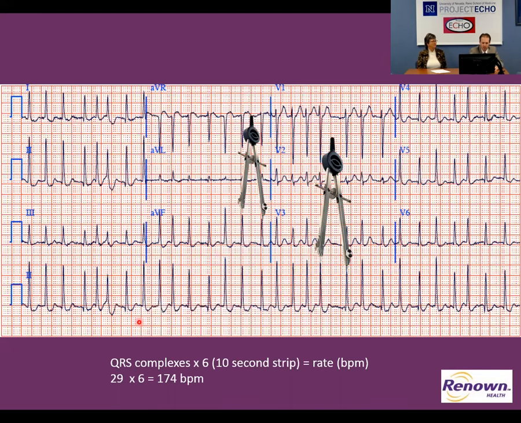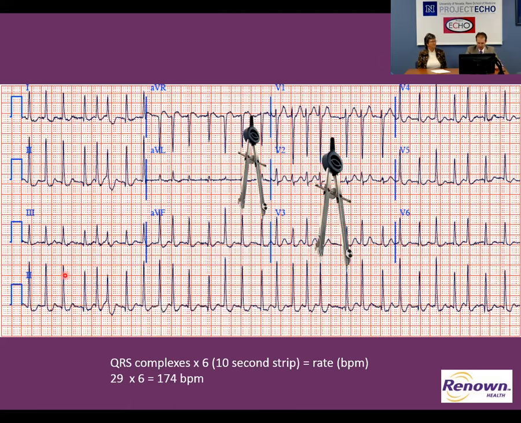So oftentimes when we do heart rate, we'll look at the R to R interval in terms of big boxes. So one big box would be 300 milliseconds, 2 would be 150, 3 is 100, 75, 60, 50, 40, 30, 20, 10, etc. So it's irregular, so you have to count the QRS complexes. I already counted them. There's 29. It's a 10-second strip, so you multiply by 6 to get to the rate. That's 174 beats per minute. So this is a rapid atrial fibrillation. It's rapid, it's irregular.